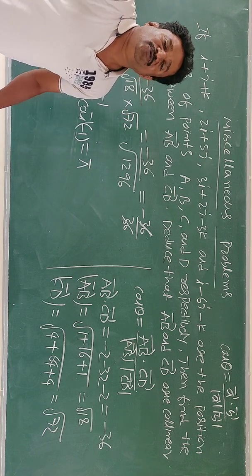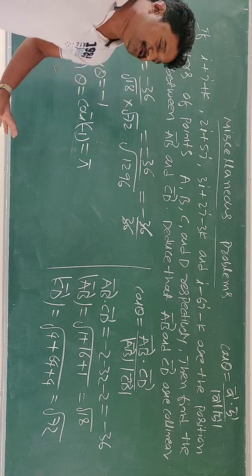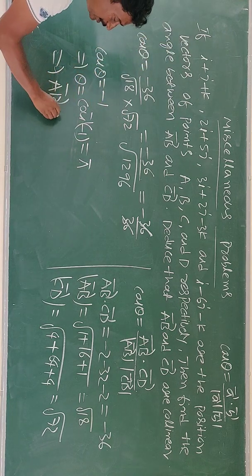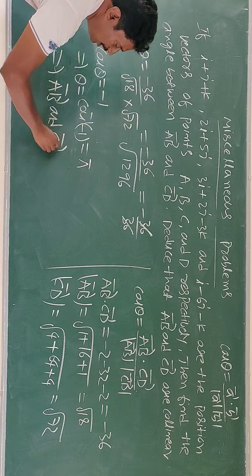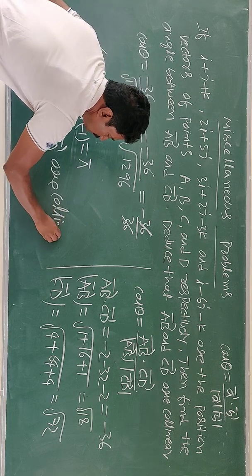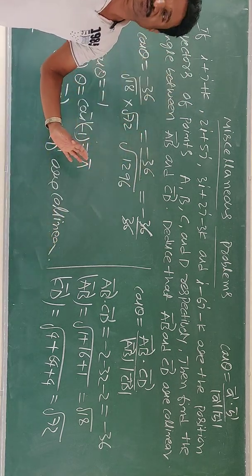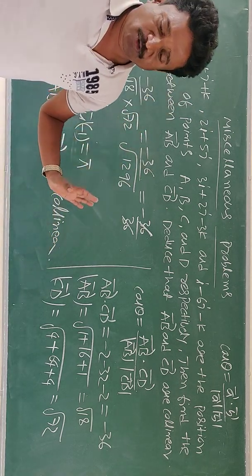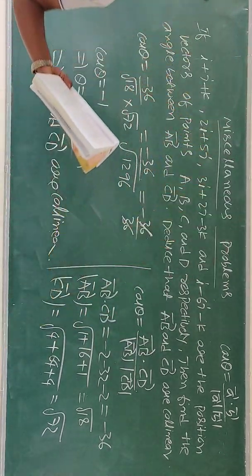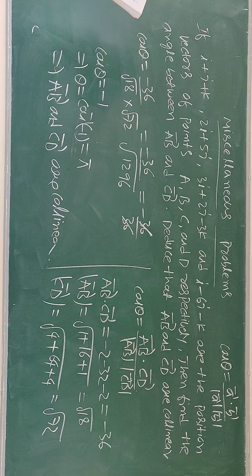In vectors there is no difference between collinear and parallel. Directly write that this implies AB and CD are collinear. So a separate proof is not required, students. This is enough. You need not go for proving that separately. Let us go for solving one more question. So write.